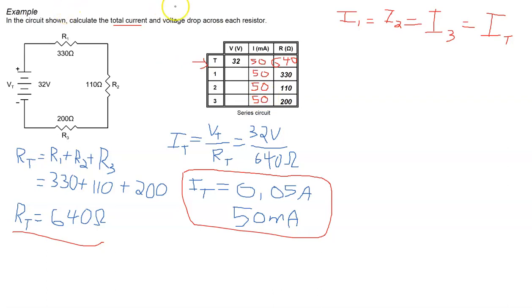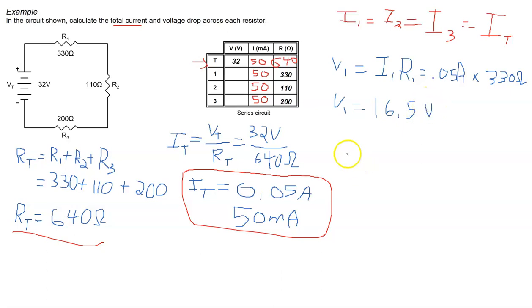And so if I rearrange Ohm's law to solve for voltage, I have V1 is equal to I1 times R1, and that is 0.05 amps multiplied by 330 ohms. And so V1 is equal to 16.5 volts.